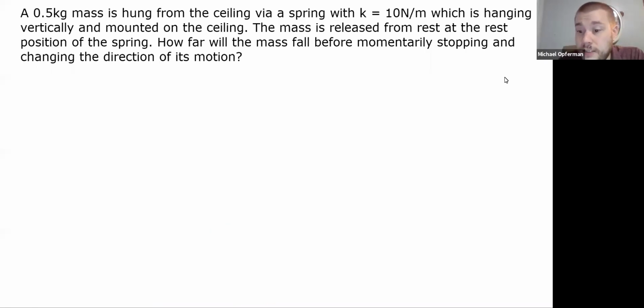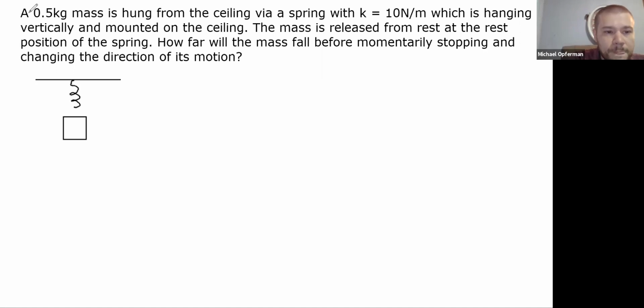So next up, let's try an example of using the spring potential energy. Here's a simple example. We've got a ceiling up at the top, and we have a block hanging from the ceiling by a spring. Then we move this block to the rest length of the spring, and then we release it.